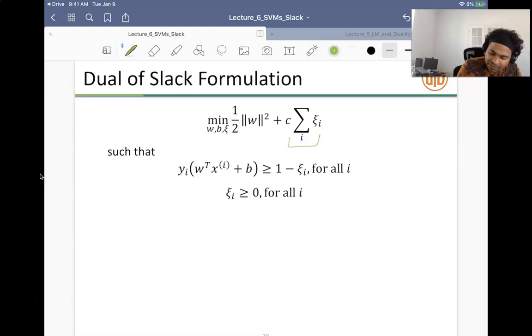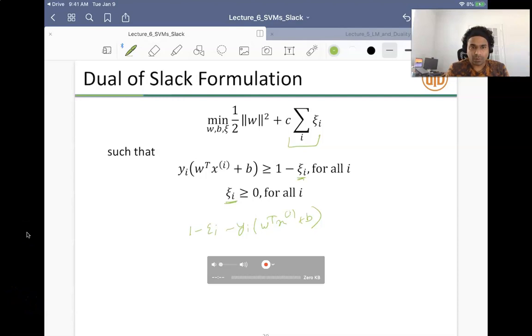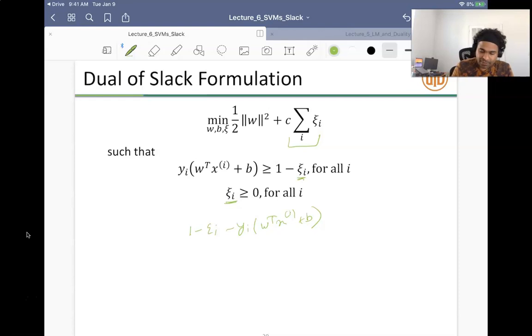To start with the primal, I have additional variables epsilon i. Note that you'll have to take all of this on this side. So you replace this by 1 minus epsilon i minus y i multiplied by w transpose x i plus b, and this is less than or equal to 0. And then I have minus epsilon i also less than or equal to 0.